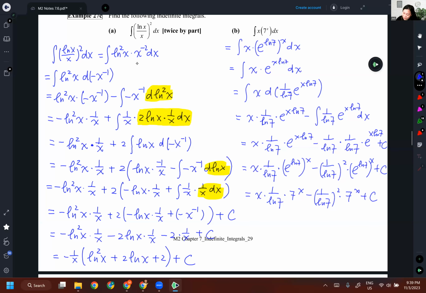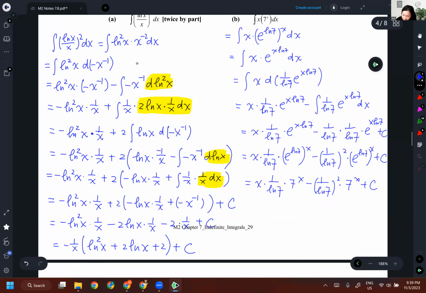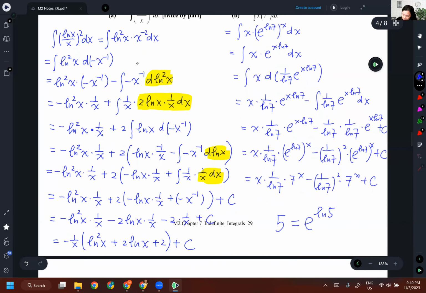The identity you use is that any number, let's say 5, equals e to the power log 5. Now 7 equals e to the power log 7. 10 equals e to the power log 10. That's how you use that. That's how you change base.